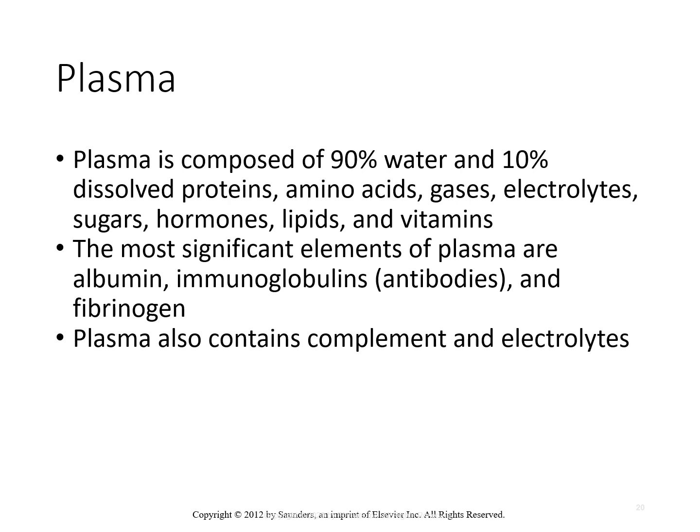Plasma, as mentioned before, constitutes 55% of your volume of blood. Plasma is composed of 90% water and 10% of dissolved proteins, amino acids, gases, electrolytes, sugars, hormones, lipids, and vitamins. The most significant elements of plasma are going to be your albumin, your antibodies, and fibrinogen. And plasma also contains complement and electrolytes.